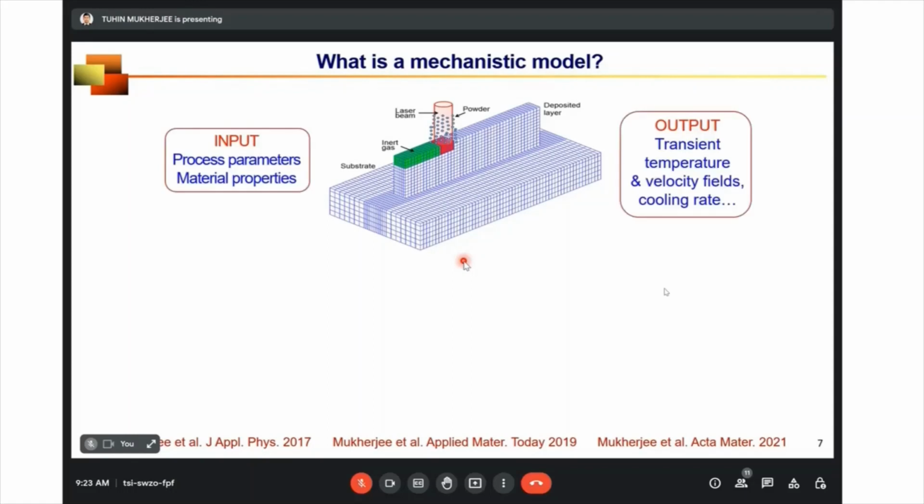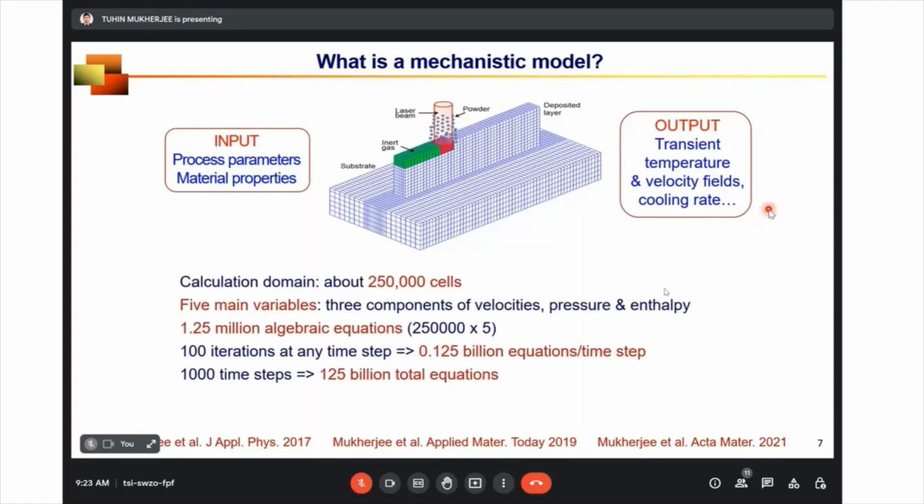And then the model takes the process parameters and material properties as input and provides us temperature and velocity fields in 3D, cooling rates, solidification parameters, practically anything you need for predicting microstructure, properties, and defects. Now you can tell me, Tuhin, it looks like this is very computationally expensive. How can I run it? So let me give you one example.